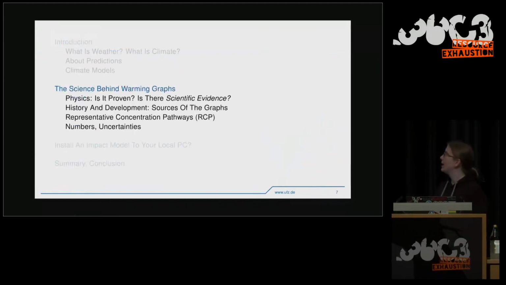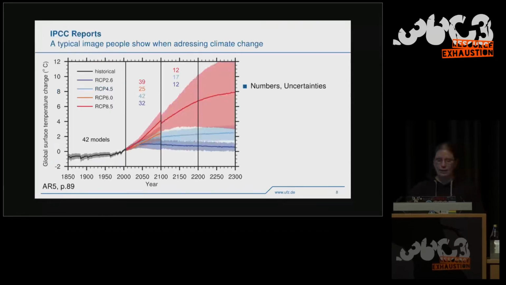Now I come to the main part. And I will start with a question, is it proven? Or with a climate graph. As said, I will show you a graph, a typical image people would show you when they address climate change.